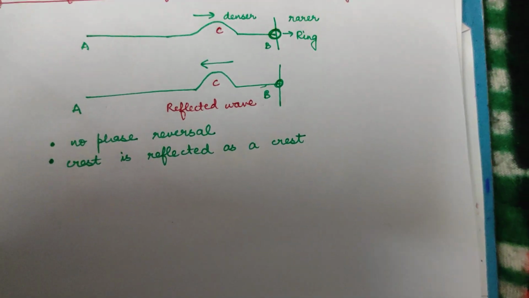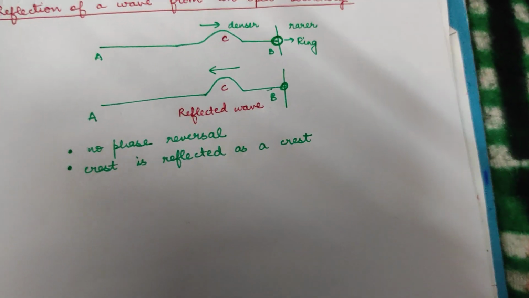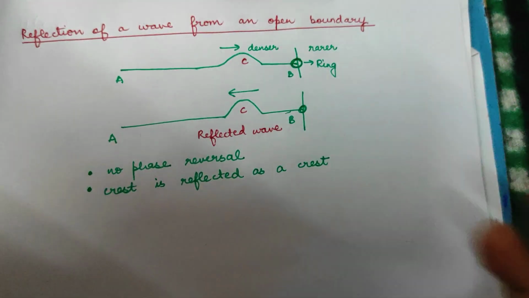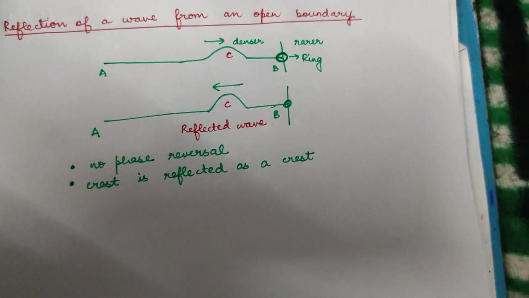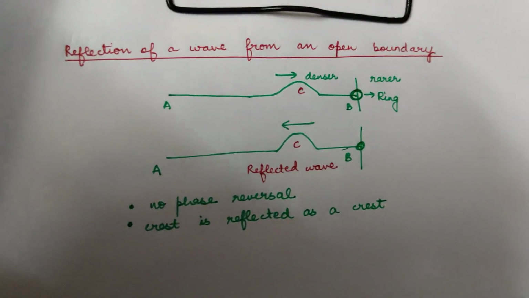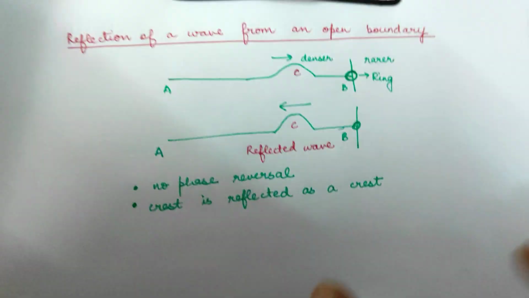So we can say when a traveling wave is reflected along an open boundary, it suffers no phase change. But you have seen in the previous case, in a closed boundary, it suffers a phase reversal of pi radians or 180 degrees. Is it clear? Now this is the theoretical part.